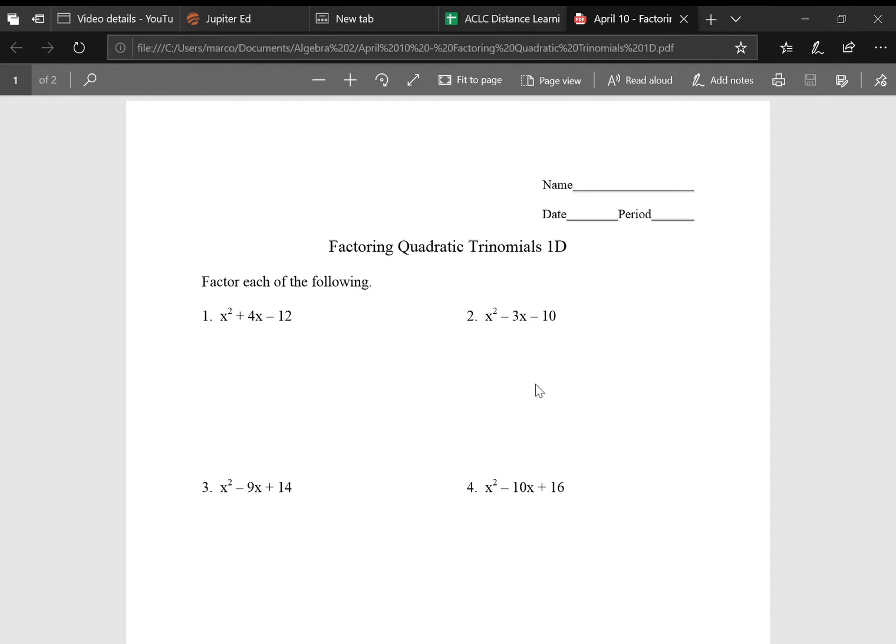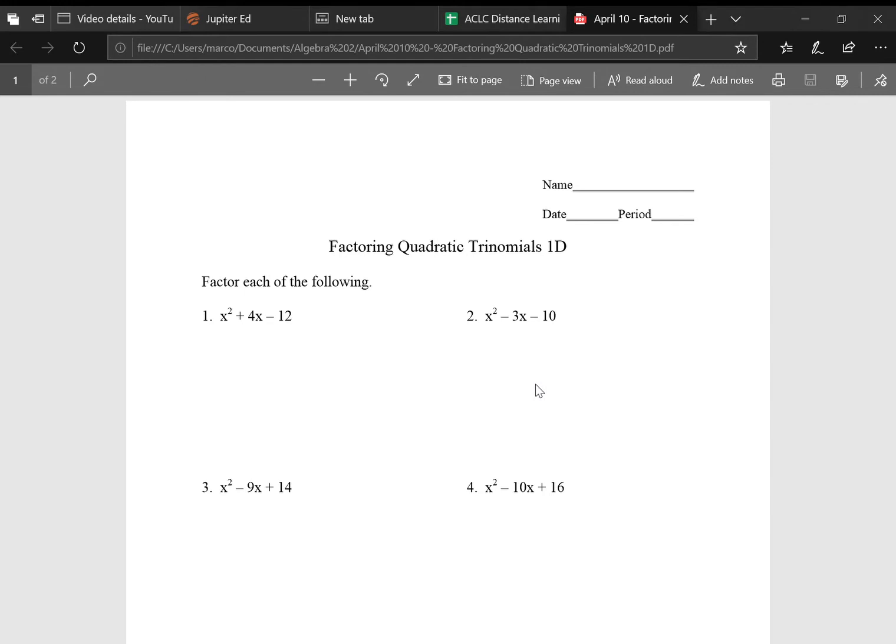Today we're talking about factoring quadratic trinomials 1D, and you might notice it looks very similar to 1C. The difference here is that everything on 1C had positive coefficients, meaning A, B, and C were positive for all problems. On today's work, we're going to have at least one negative in each problem. It doesn't change the methodology, but for some people they need to separate it out.